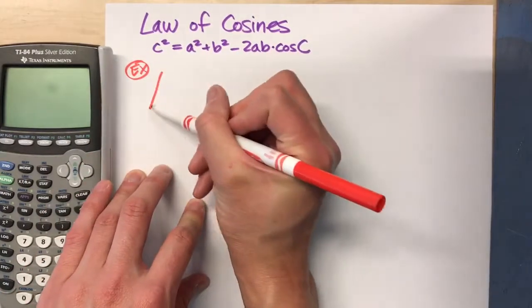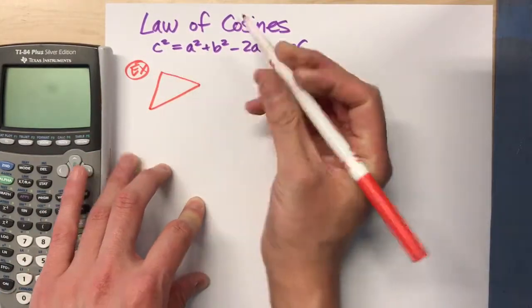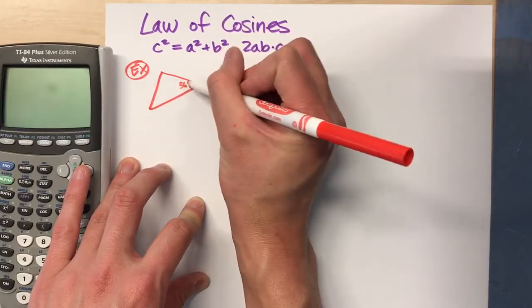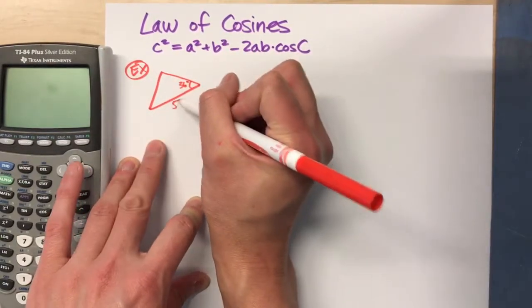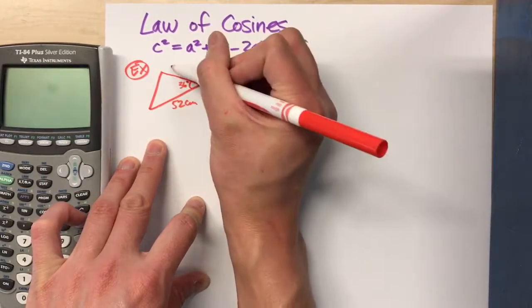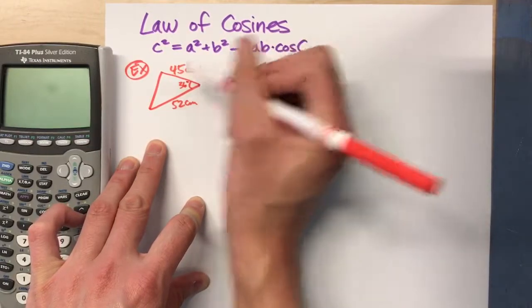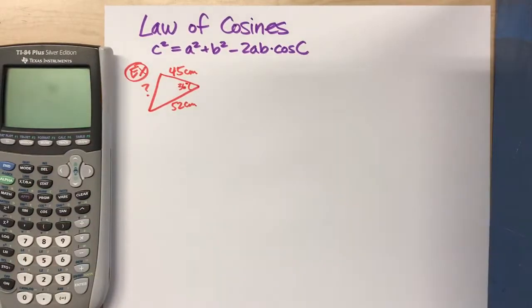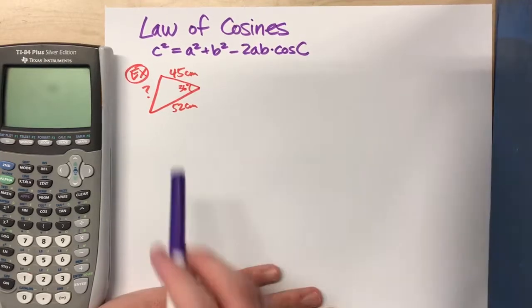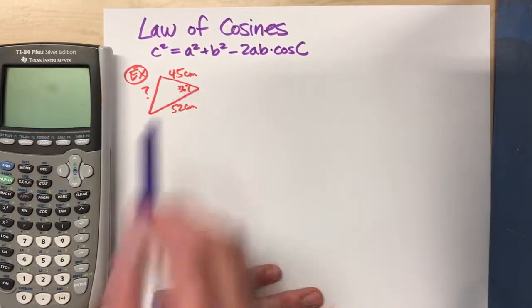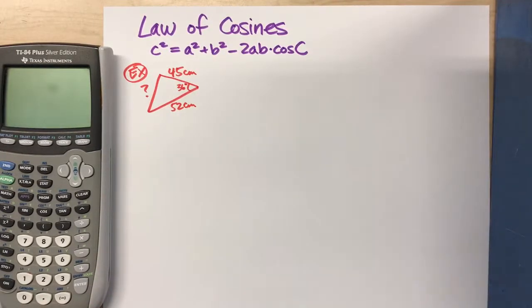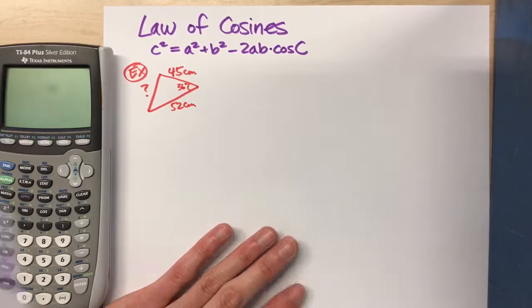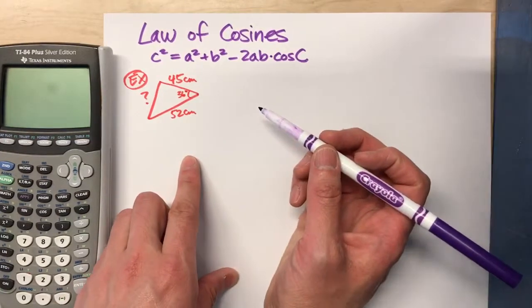For example, suppose I have a triangle here. I know this angle is 36 degrees. This side length here is 52 centimeters. This side length here is 45 centimeters, and I want to know this side length. As you can see, I'm working with three sides and an angle, so the law of cosines is going to work well here. The first thing I do is label everything.